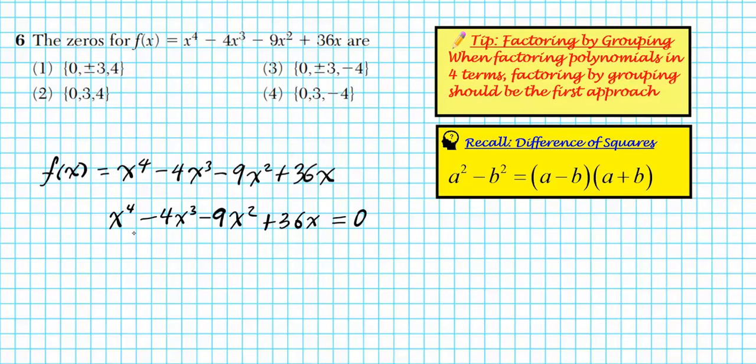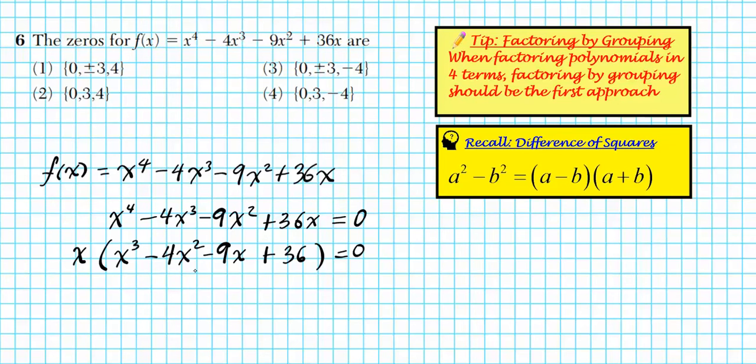Before I factor by grouping, I need to examine all 4 terms to see if there's a greatest common factor that I can extract first. What you notice is that x is common in all 4 terms. That's the GCF, so we can pull out an x, and then divide every single term by x to the first power. So this becomes x to the third minus 4x squared minus 9x plus 36 equals 0.